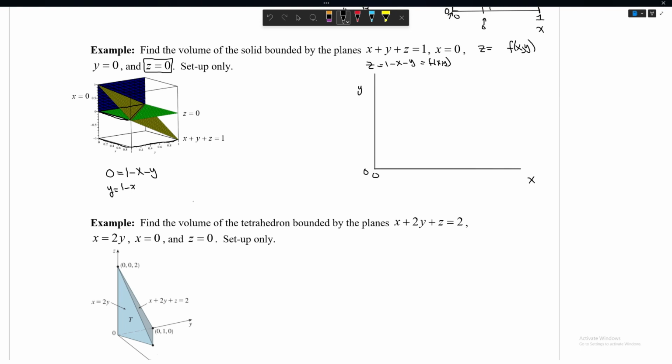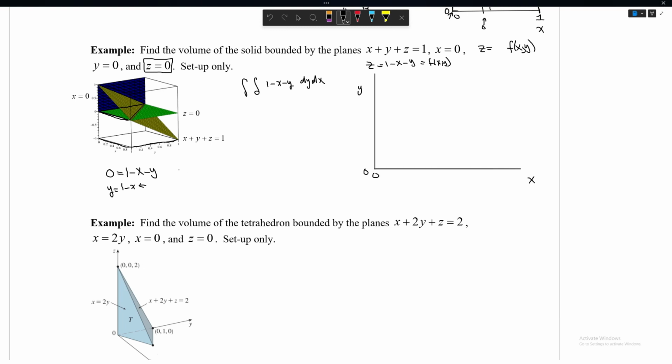Now, if I want to set up my integral, I'll have a double integral, and then I have 1 minus x minus y. Since I already have this, I'm going to do dy first, because I know my first integral can handle a function, and my second integral has to handle numeric values. And so I'm going to do dy first and then dx. Now, where am I going? I'm going from where to this line?